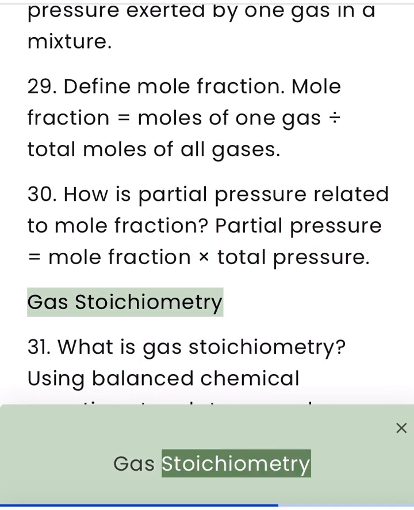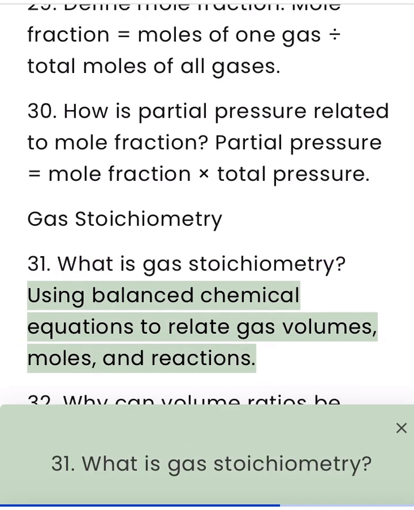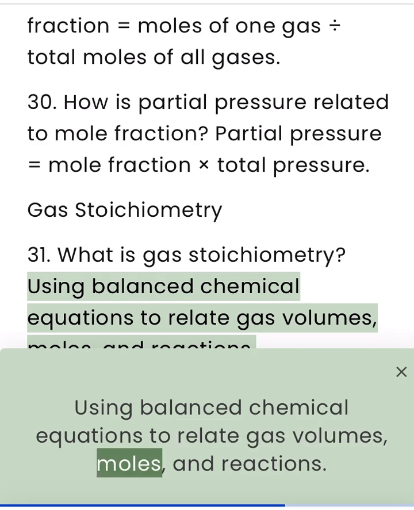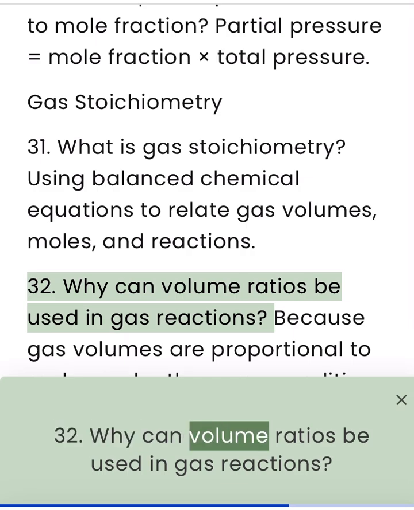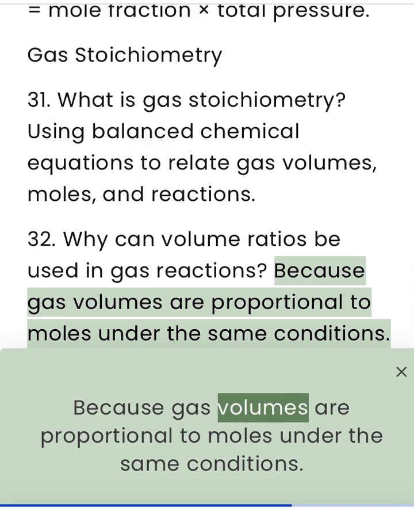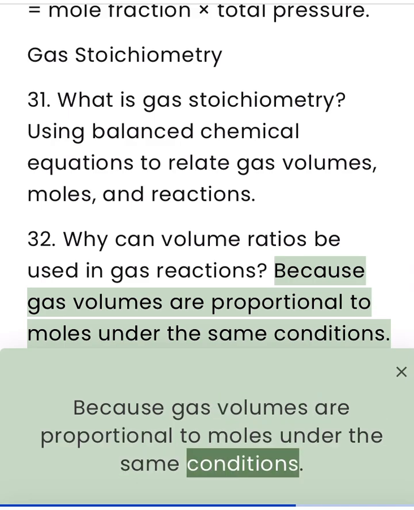Gas stoichiometry. 31. What is gas stoichiometry? Using balanced chemical equations to relate gas volumes, moles, and reactions. 32. Why can volume ratios be used in gas reactions? Because gas volumes are proportional to moles under the same conditions.